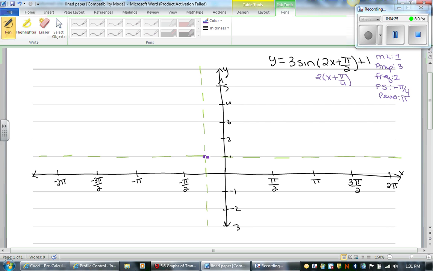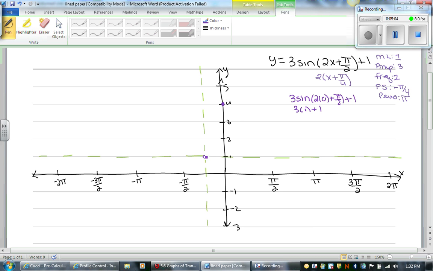So sine starts at 0, sine ends at 0, and since I know my period is pi, it's going to take pi to get one full curve. So let's start by evaluating some values here. Let's find at 0 what this function is equal to. So 3 sine of 2 times 0 plus pi over 2, plus 1. 3 times sine is 0, right? 0 plus pi over 2 is pi over 2. Sine of pi over 2 is 1, plus 1. So at 0, we're going to get a value of 4. Okay, so I know that that is my maximum.